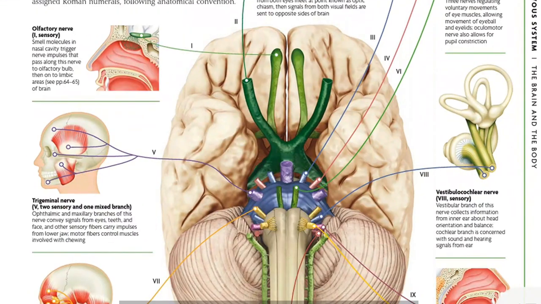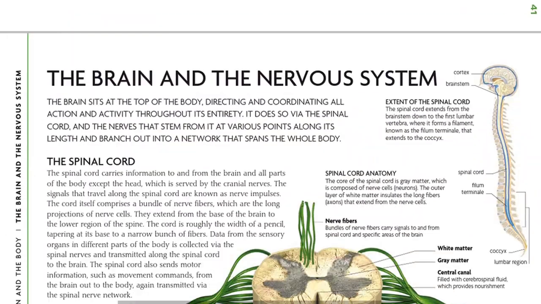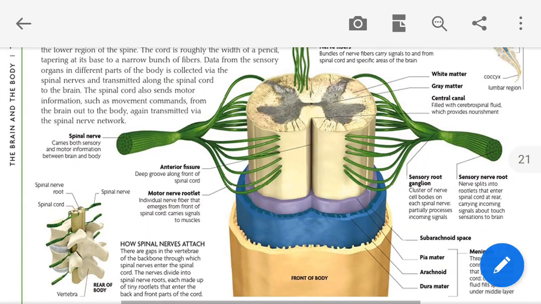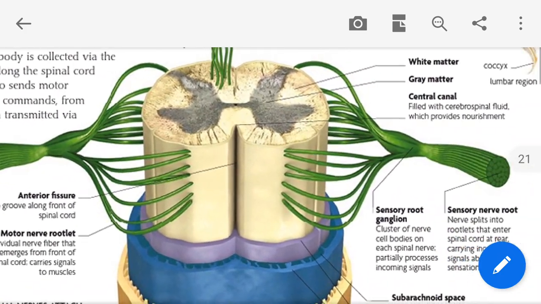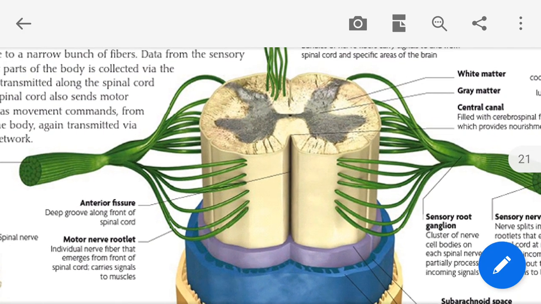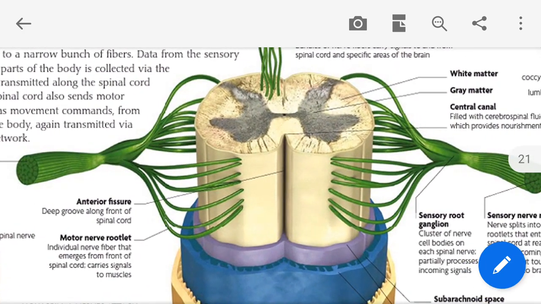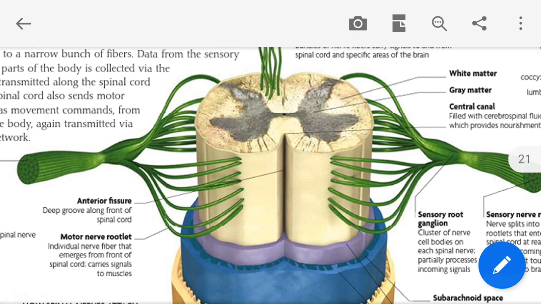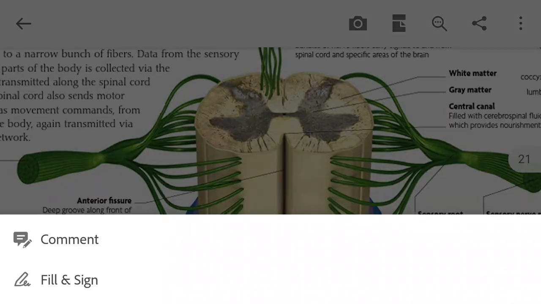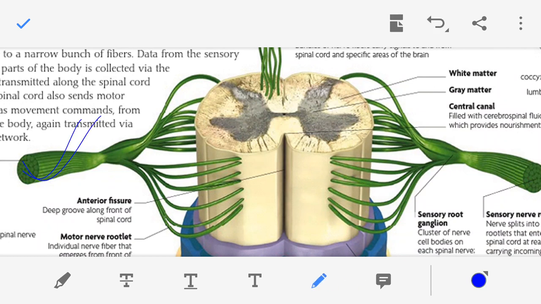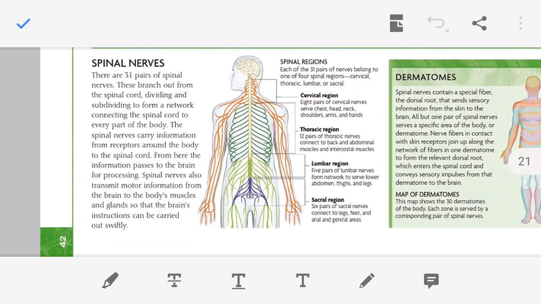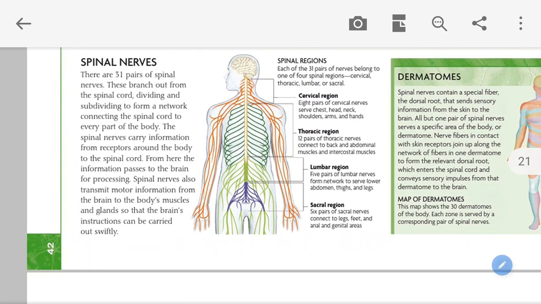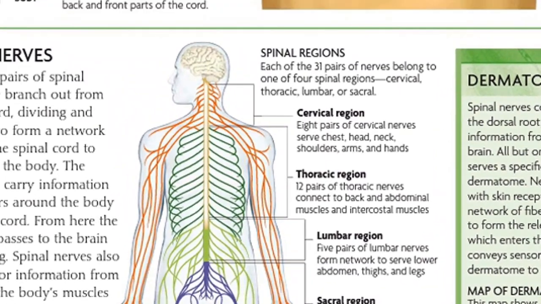Now the 31 pairs of spinal nerves. Here this is the arrangement, this is the spinal cord, and you can see one pair is emerging out, one pair of spinal nerves is emerging out, this one, this one, and this one. Now here in the figure, see.